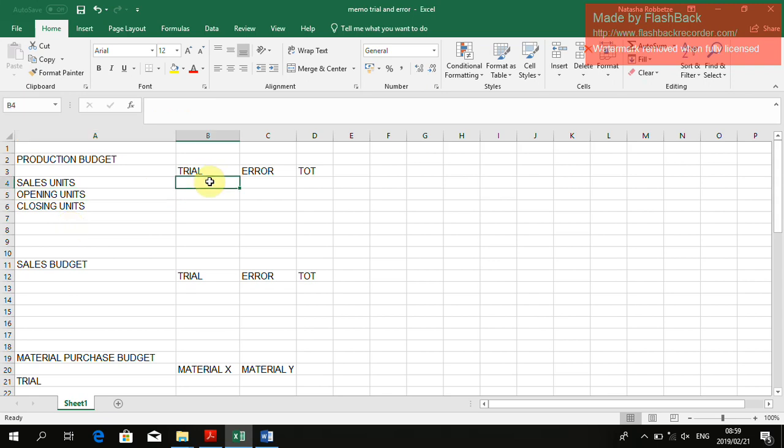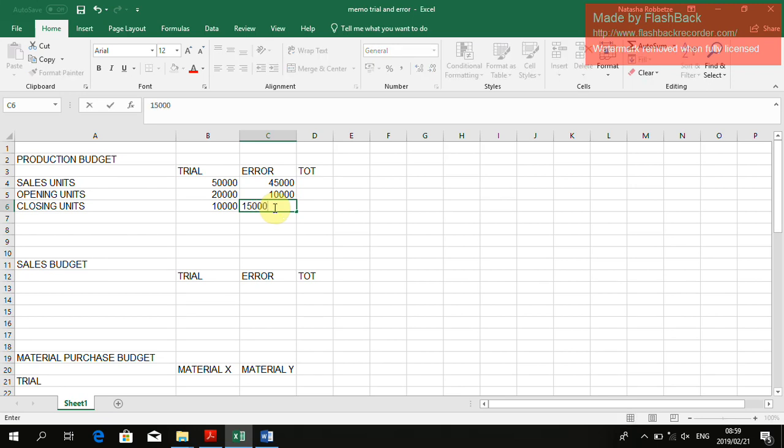So for the sales unit, we were told that for trial, there's 50,000 units that we sell. For error, it's 45,000 units. Then for the opening units, if I go to my first summary that they've given me there in the second bullet, you will see that for opening units, it was 20,000 units for trial, and for closing units, it was 10,000. Then for error, there was 10,000 units at the beginning, and at the end date, there were 15,000 units.